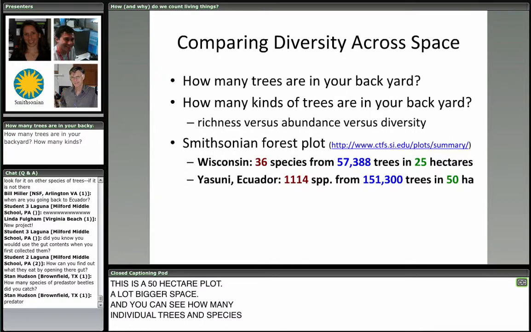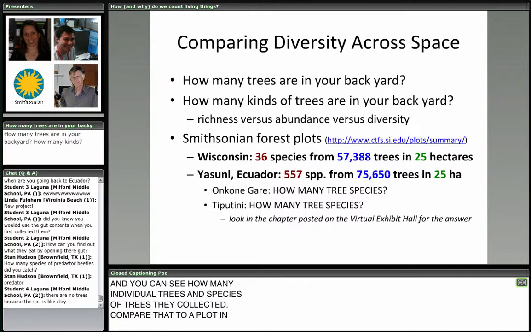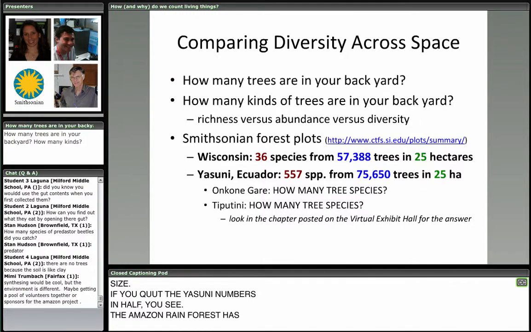And compare that to a plot in Wisconsin. And it's not really fair because the Wisconsin plot is half the size, so if we just cut the Yasuní numbers in half, you can still see that there are 557 species versus 36 species. And so the Amazon rainforest has such a higher species richness of trees and a higher individual abundance of trees per hectare.